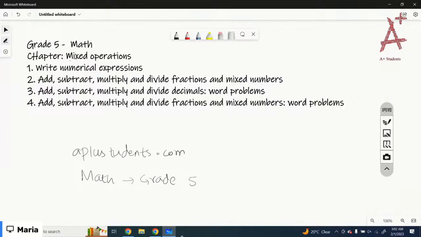We're going to start with the chapter mixed operations, and the lessons we're going to cover today are write numerical expressions, add, subtract, multiply, and divide fractions and mixed numbers, add, subtract, multiply, and divide decimals, word problems, add, subtract, multiply, and divide fractions and mixed numbers, word problems. So let's start with the first lesson, write numerical expressions. Please make sure you have your notebook and pencil so that you can note down the important examples and definitions as well.